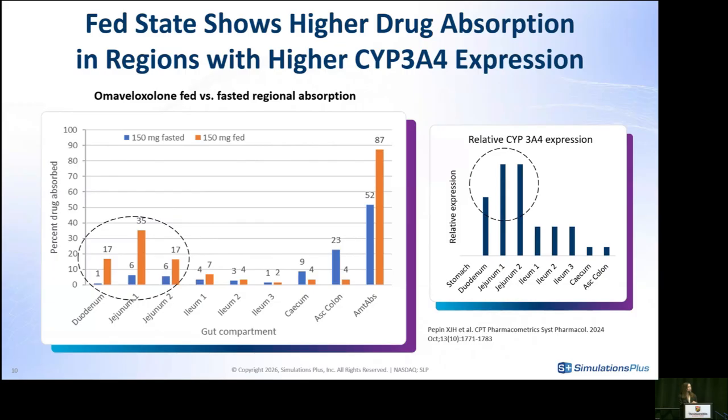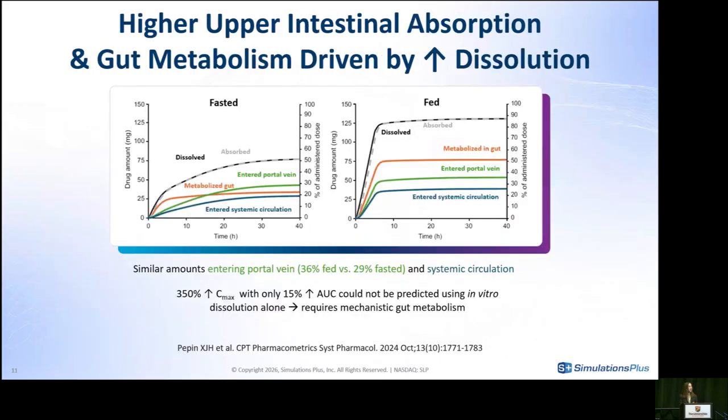However, in the fasted state, we can see in the lower small intestine, the drug continued to be absorbed, whereas that wasn't so much the case in the fed state. And so what this ended up meaning was that there was a higher percent metabolism in the fed state compared to the fasted state. The reason for this higher upper intestinal absorption and gut metabolism was driven by the dissolution.